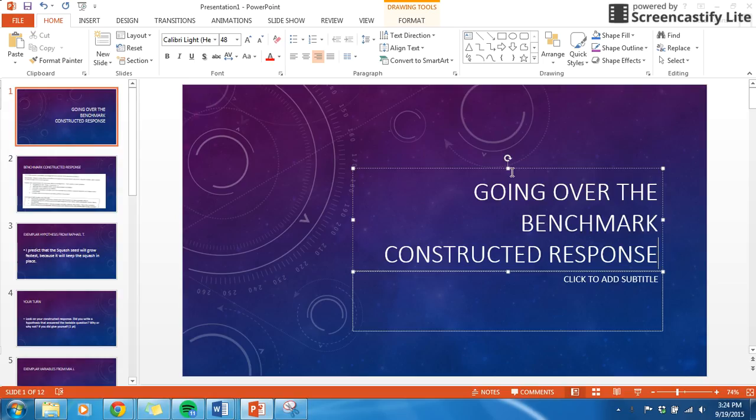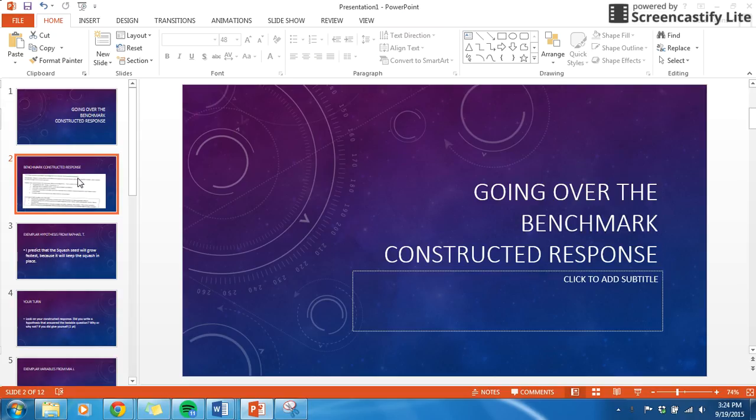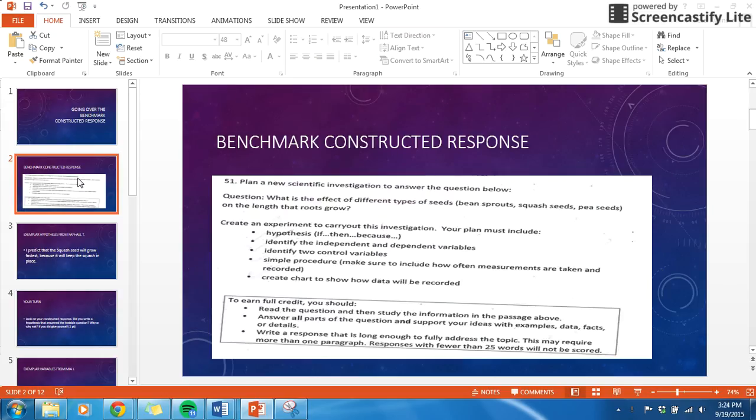Alright y'all, now we're going to go over the benchmark. So our benchmark constructed response question was, what is the effect of different types of seeds, bean sprouts, squash seeds, and pea seeds, on the lengths that the root grow? You have to create an experiment to carry out this investigation.